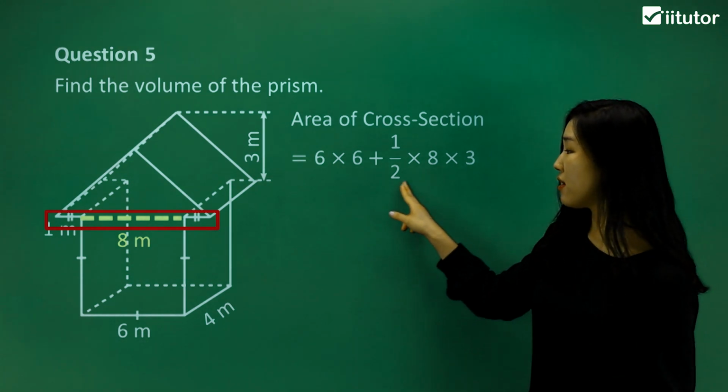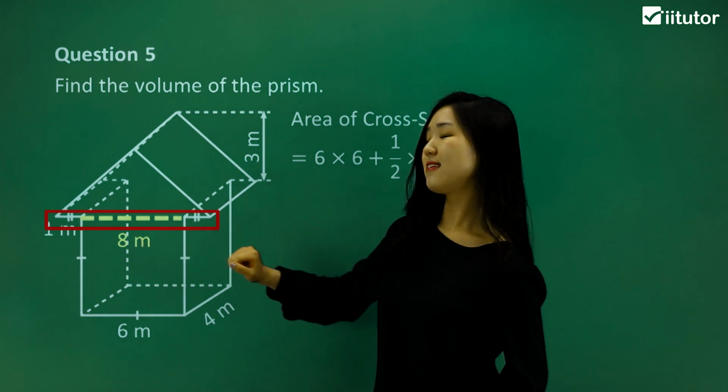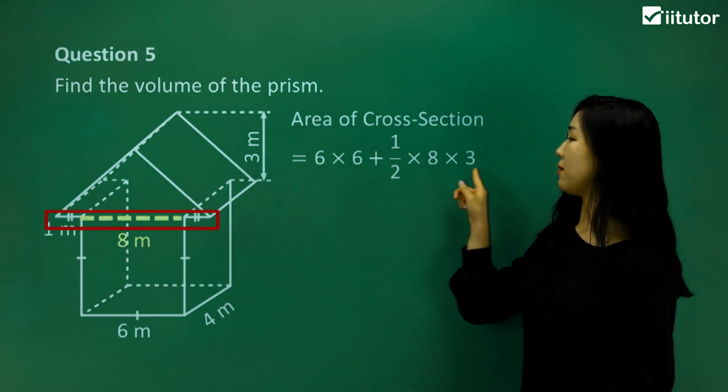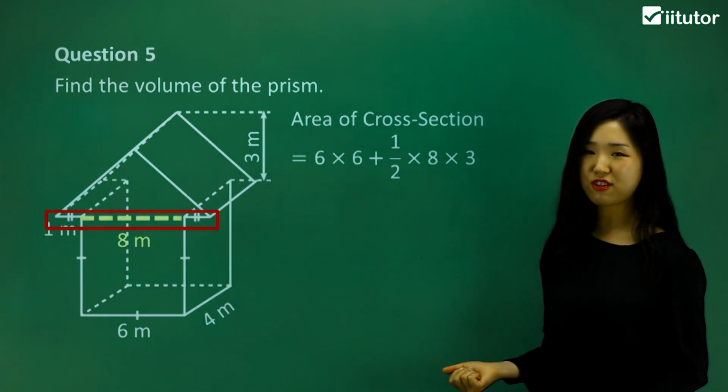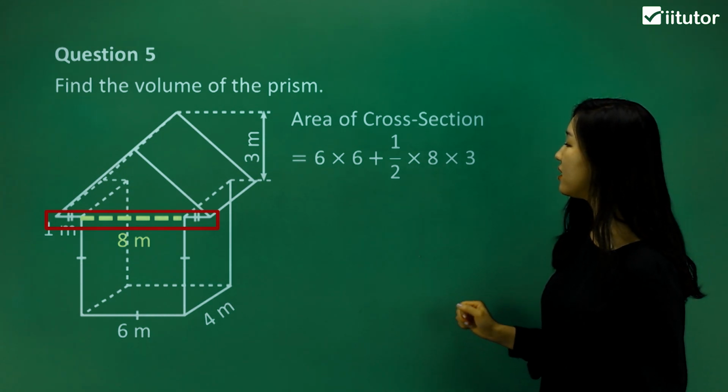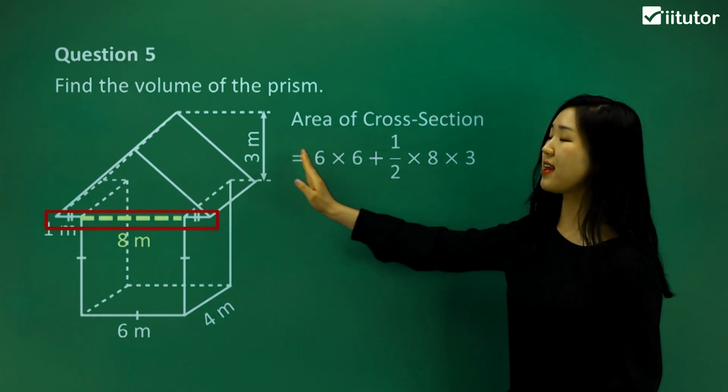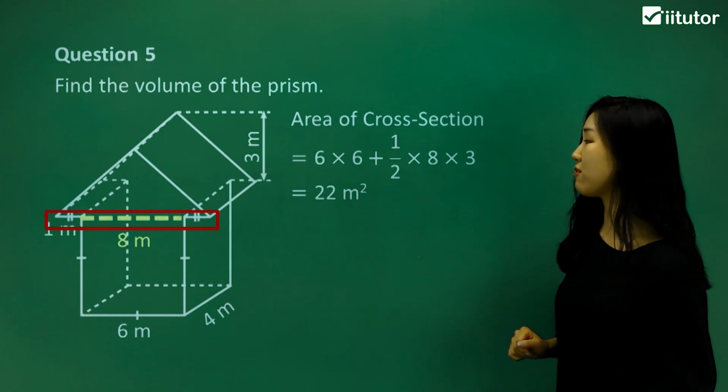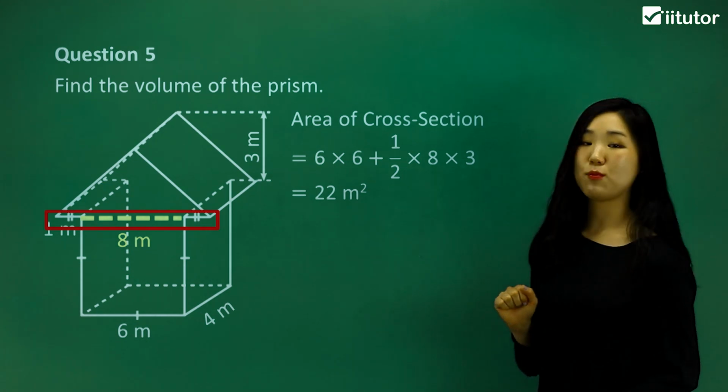So I did half times the base, which they tell us is 8, and the height, they tell us is 3. Easy as that, right? Just putting it into our triangle area formula. And multiply individually and add them together. Make sure you do the multiplication first, and you should get 22 meters squared.